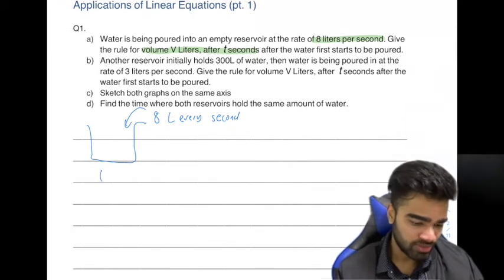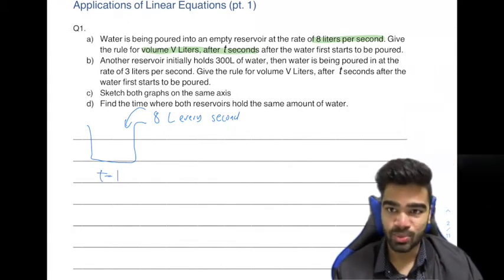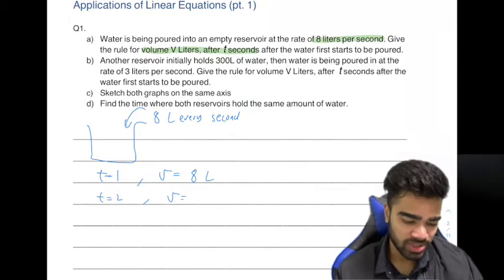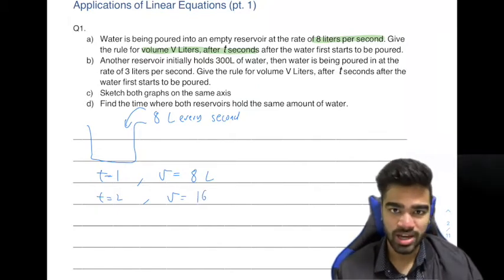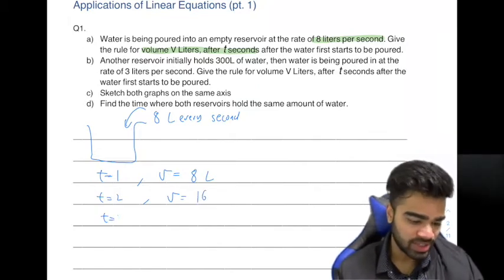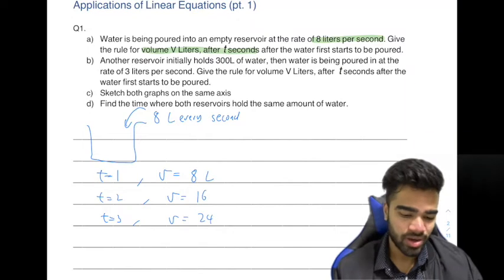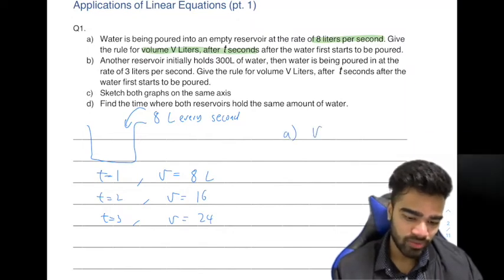So pretty much if t is equal to 1, so if time is 1 second, how much water is in there? Well, volume is going to be 8 liters, right? If t is equal to 2, what's the volume? Volume is equal to 16 because it's 2 times 8 liters. And likewise, if t is equal to 3, volume is equal to 24 liters, right? So I think you guys can see the rule now. What's the rule? Well, the volume is going to be 8 multiplied by t, right?